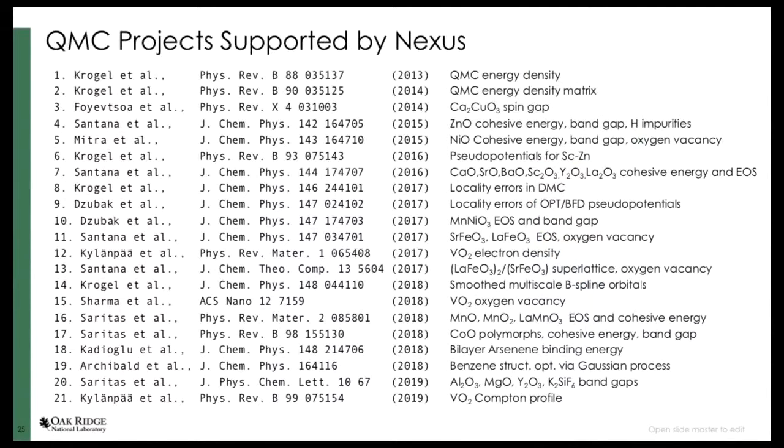So where has NEXUS actually been used? Here I provided a list of just the ones I was able to find of projects where NEXUS has been used in recent history. You'll notice that on a number of these works, you'll see a lot of transition metal oxide species. Probably the majority of transition metal oxide calculations that have been done with QMCPACK have used NEXUS. But in addition, more recently, we've been doing more calculations that depend on Gaussian codes, such as GAMESS. We did benzene structural optimization using Gaussian process. And we have works in progress using both PySCF and Quantum Package.